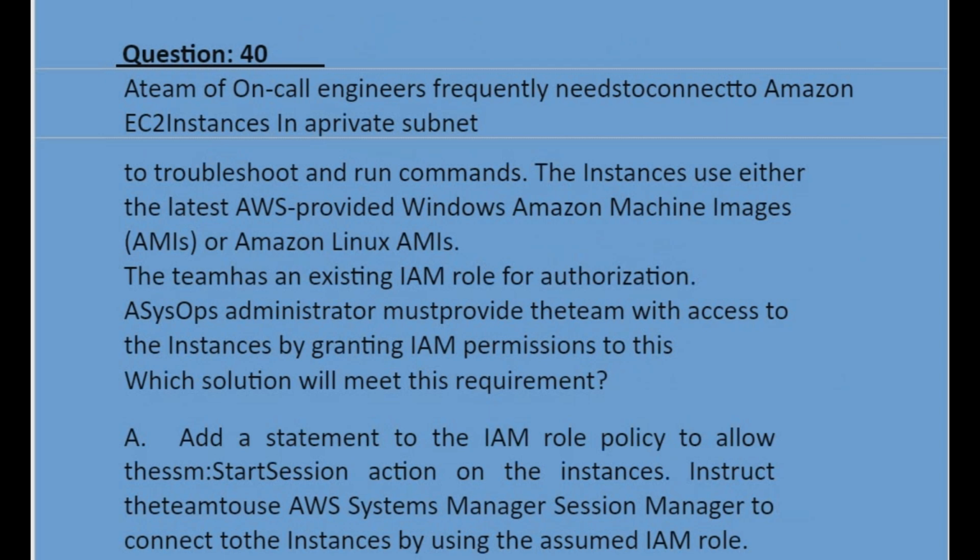Question: A team of on-call engineers frequently needs to connect to Amazon EC2 instances in a private subnet to troubleshoot and run commands. The instances use either the latest AWS-provided Windows Amazon Machine Images (AMIs) or Amazon Linux AMIs. The team has an existing IAM role for authorization. A SysOps administrator must provide the team with access to the instances by granting IAM permissions to this role. Which solution will meet this requirement?